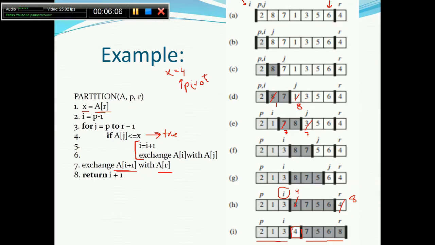Now we'll consider this part of the array as a new array, and this portion of the array as another new array, and then again I will apply the partition algorithm. We keep on applying the partition until I get every element at the correct place.